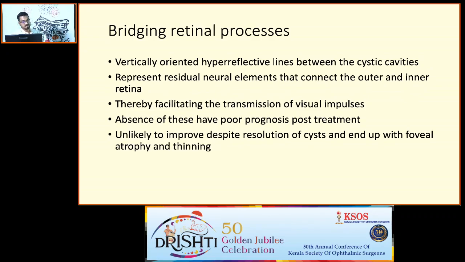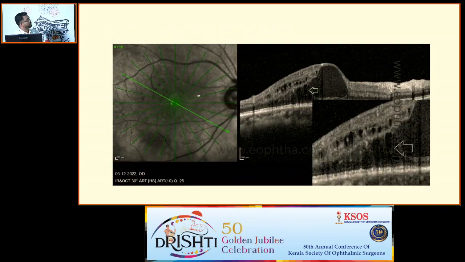And then there are bridging retinal processes, which are vertically oriented hyperreflective lines between the cystic cavities. They represent residual neural elements that connect the outer and inner retina, thereby facilitating the transmission of visual impulses. Absence of these bridging retinal processes has poor prognosis post-treatment. Here you can see there is a large foveal cystoid. There are some bridging retinal processes here.